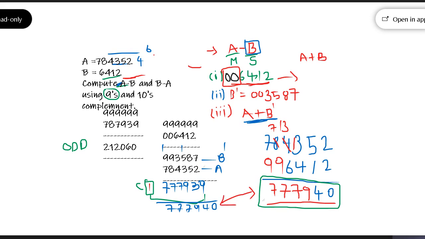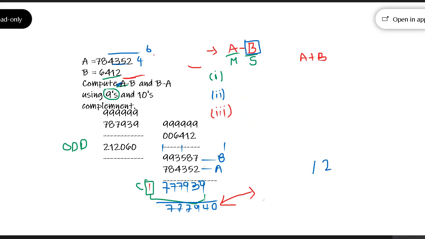So basically, one thing you have to remember is, make sure that you don't add nines here. Whatever it is, you won't change the value of it. You will add only zeros to make the lengths equal. Now the same steps again, if you do it for B minus A.